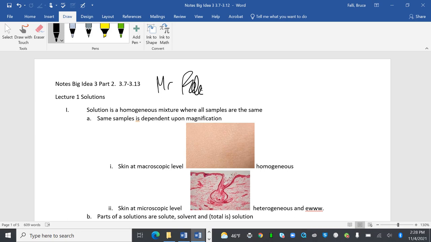Big Idea 3, Part 2, 7.3 to 7.13. Really, we're not getting all the way through that. Today's just solutions. So, let's get started.